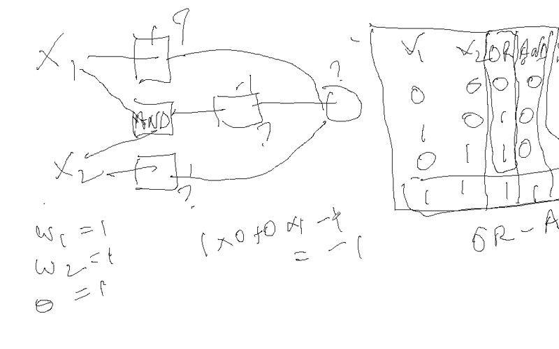In this example, what will happen? 1 into 1 plus 0 into 1 minus 1. So here we are getting 0. Is there any problem here? I made a mistake. You have to find it out. For these two, you have to do it as homework, okay?